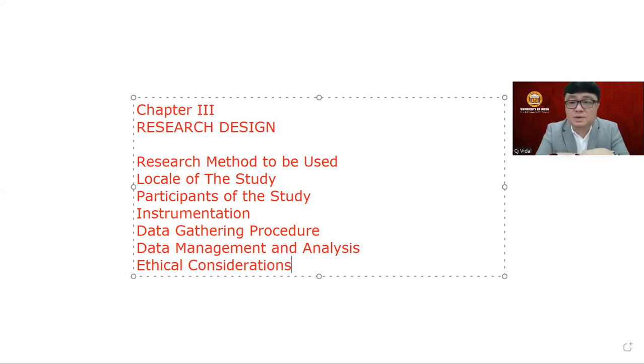Okay, so that will be the distinction between quantitative and qualitative in terms of documentation and the pronouns that you observe in the report. Okay, so that's for research method to be used. So you need to identify what is the most appropriate method that you may employ on the basis of the research objective or the research purpose. That should be clear in the discussion under this section. Okay, research method to be used.